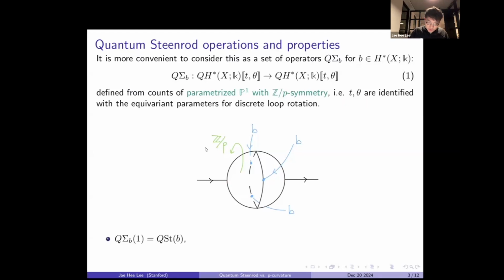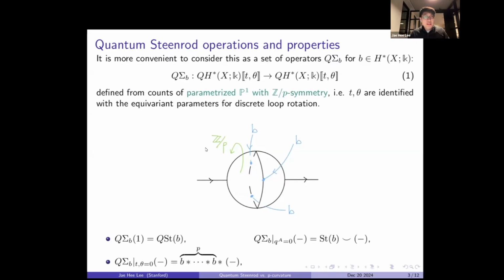So let's record some properties of these operations. They're related to Fukaya's definition of the quantum Steenrod operations by this relation that if you evaluate this operator at the unit class in cohomology in H0, then it would give you the total quantum Steenrod power of B. You can also take the classical limit, which means you specialize all the quantum parameters, or the Novikov variables, to be equal to 0. And the resulting operator that you get is just given by taking the cup product with the total Steenrod power of B. So this property justifies the name quantum Steenrod operations.